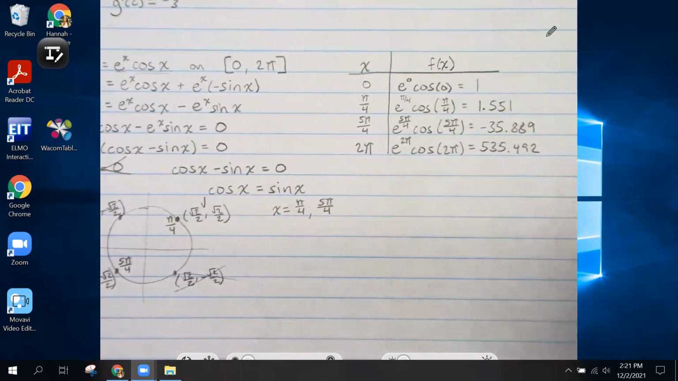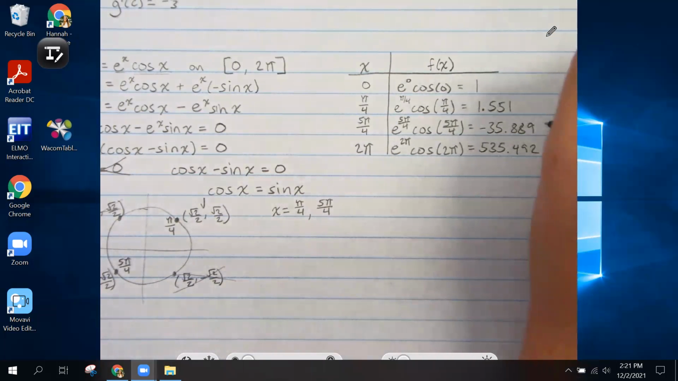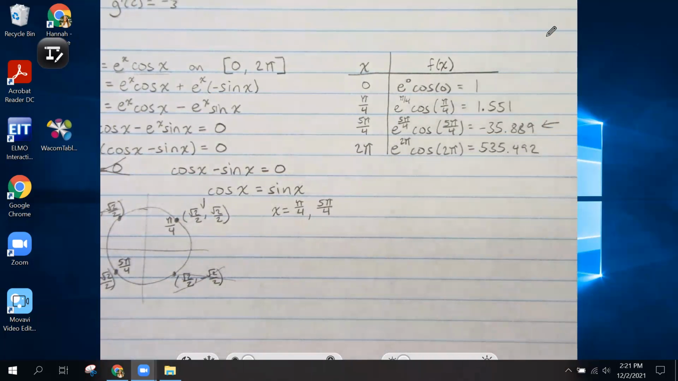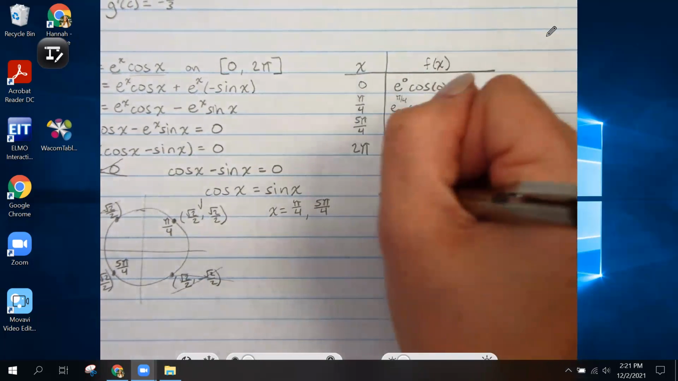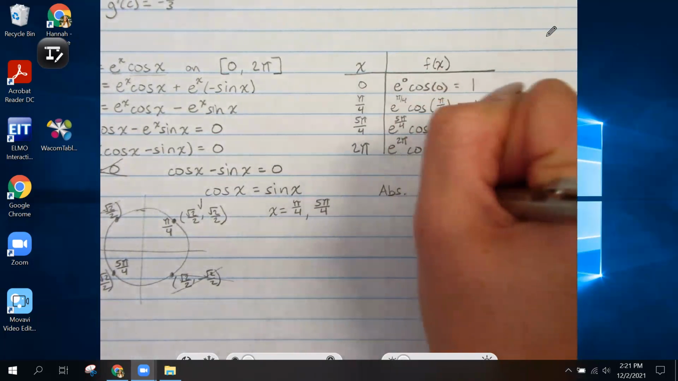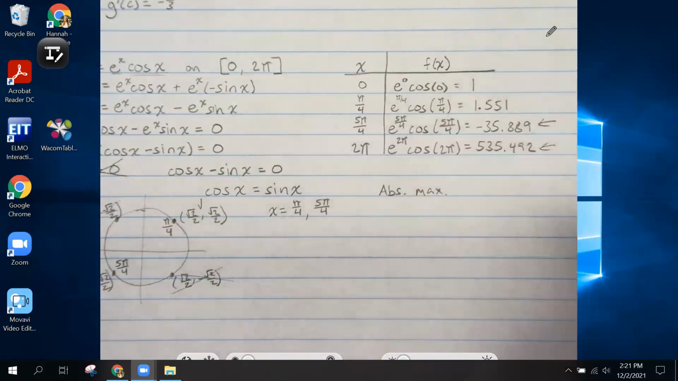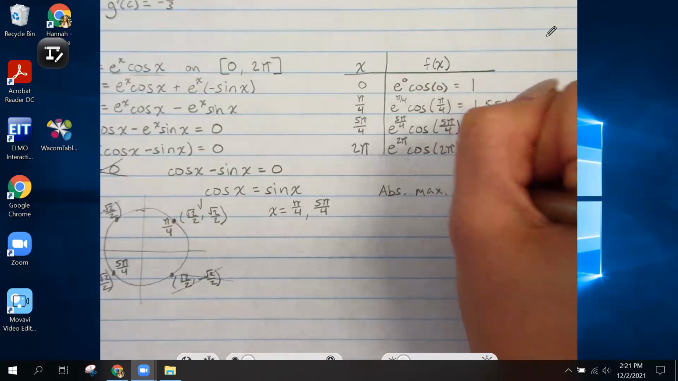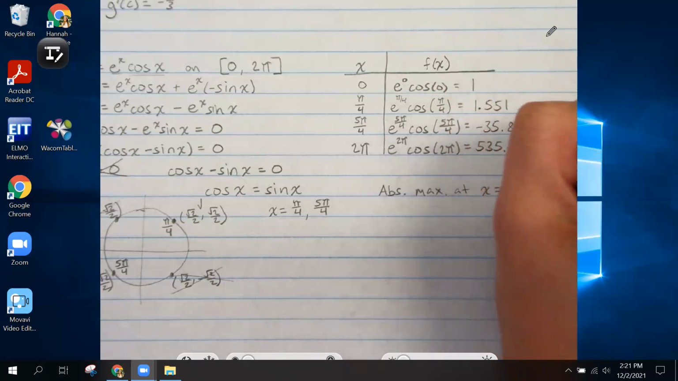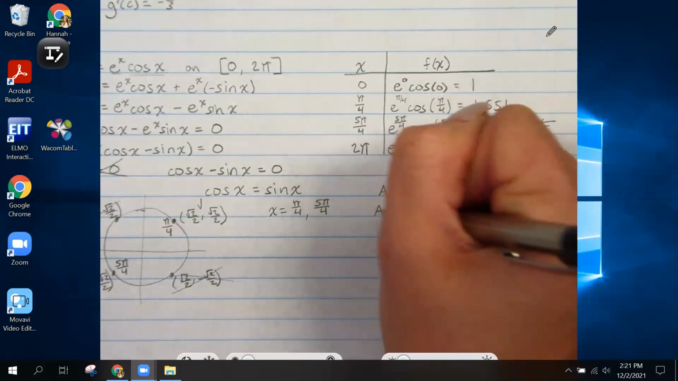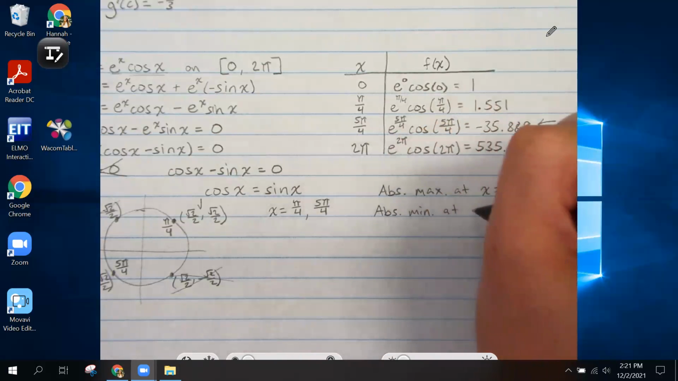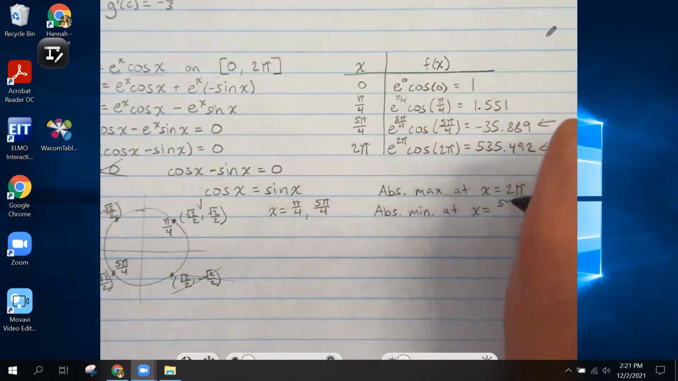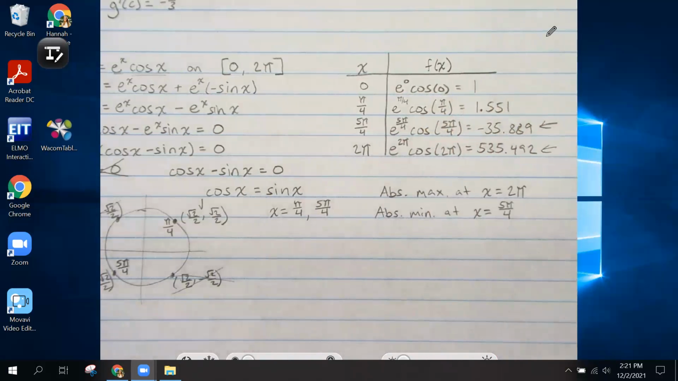Okay, so our smallest function value comes from 5 pi over 4, and our largest comes from 2 pi. So we've got an absolute maximum at x equals 2 pi, and an absolute minimum at x equals 5 pi over 4. Those are our answers.